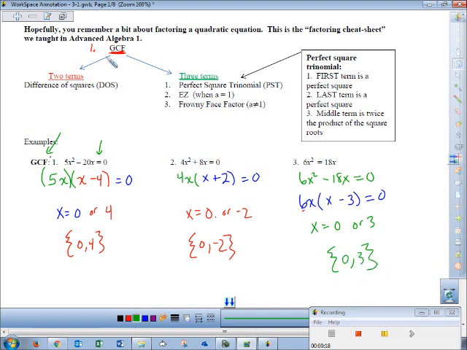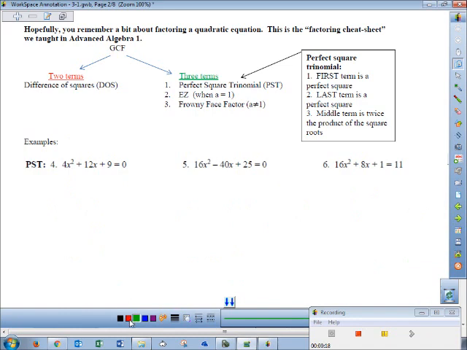So GCF, that's the first thing to look for every single time when trying to solve a quadratic. If you think in this order, factoring is really not too shabby. The next thing I've got on this sheet is perfect square trinomials.